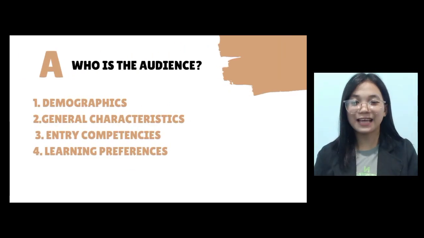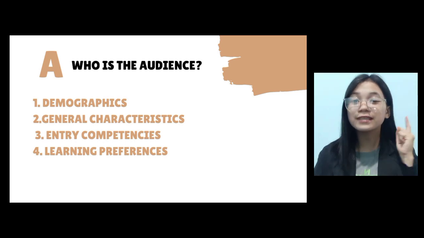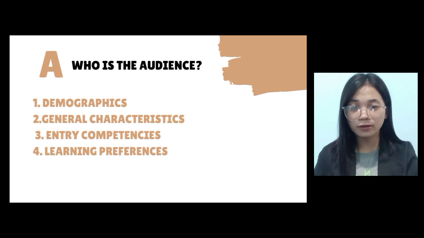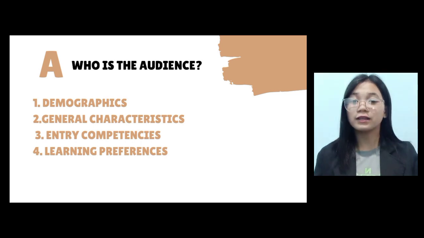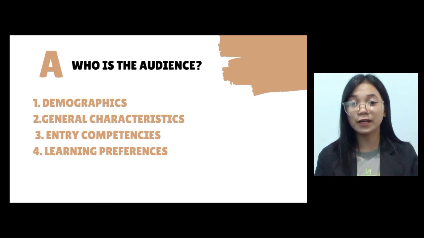Let's try to understand this in a simple way. When we talk about analyzing learners, as a future educator, let's put in our mind, who is the audience? Who are my students? Try to study about 1, their demographics, 2, their general characteristics, 3, their entry competencies, and 4, their learning preferences.